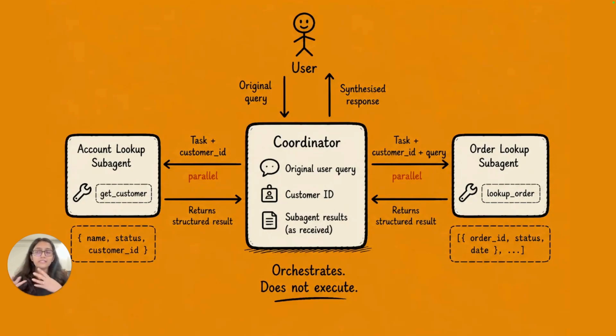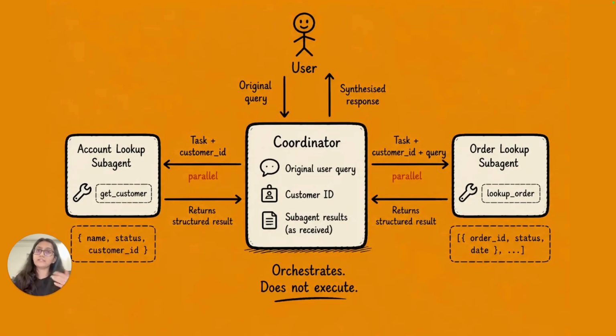On the left is an account lookup subagent. The coordinator spawns it with a task that includes the customer ID. The subagent calls get customer. It returns a structured result: name, status, customer ID confirmed. The coordinator receives this as a tool result.